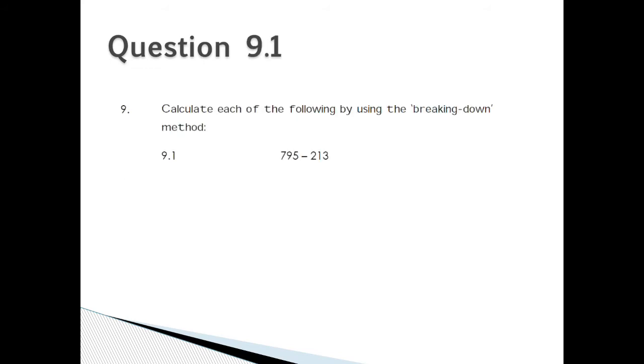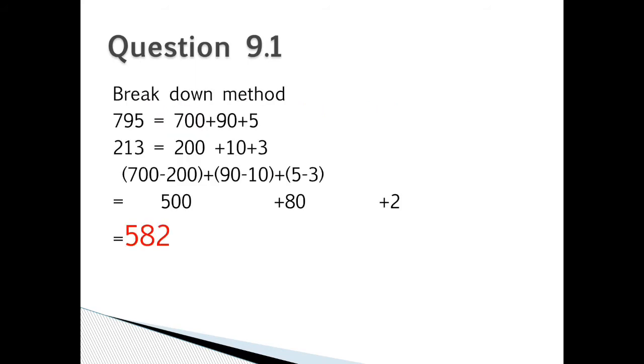Calculate each of the following by using the breaking down method. 9.1, 795 minus 213. The breakdown method requires you to find the place value of each of the digits. 795 is broken up into 700 plus 90 plus 5. 213 is broken down into 200 plus 10 plus 3. You look at the same place values. 700 minus 200 is 500. 90 minus 10 is 80. 5 minus 3 is 2. So the correct answer is 582.